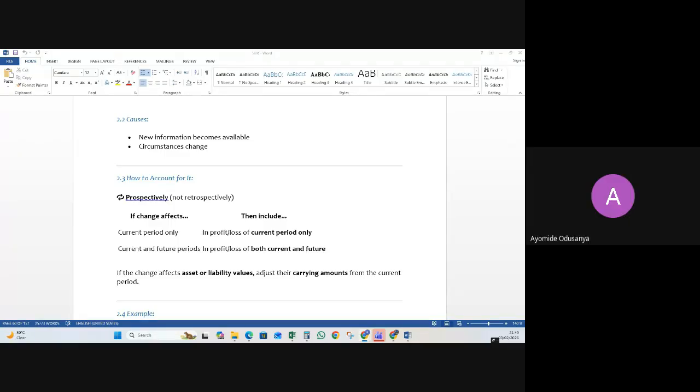Now, if the change affects the current period only, then include it in the P&L account of that current period only. Now, if it affects both the current period and the future, then treat it in the P&L account for both current and future. Are we there? Treat it for both current and future.